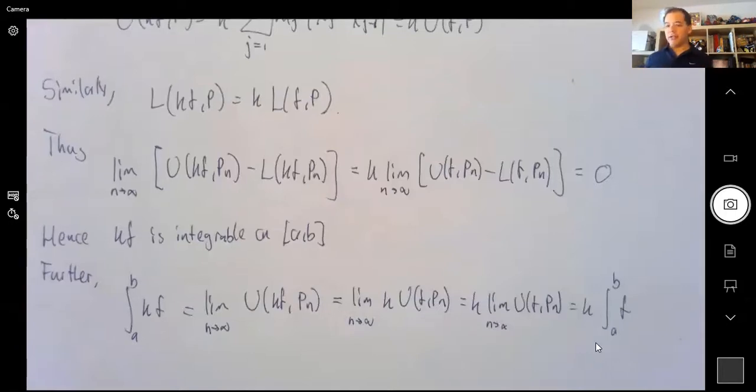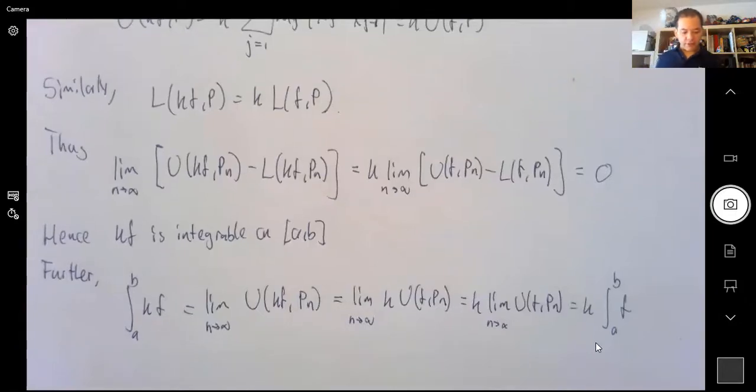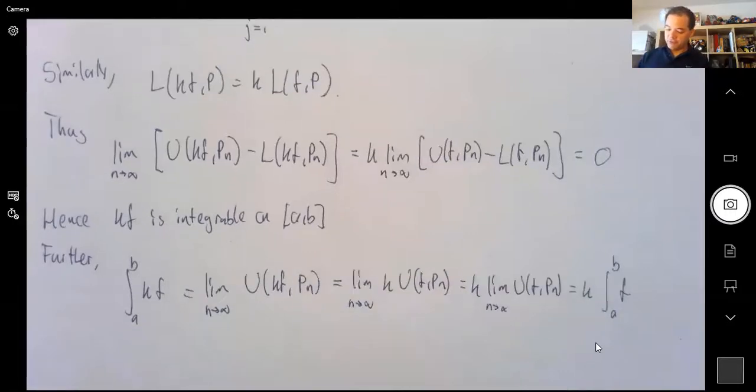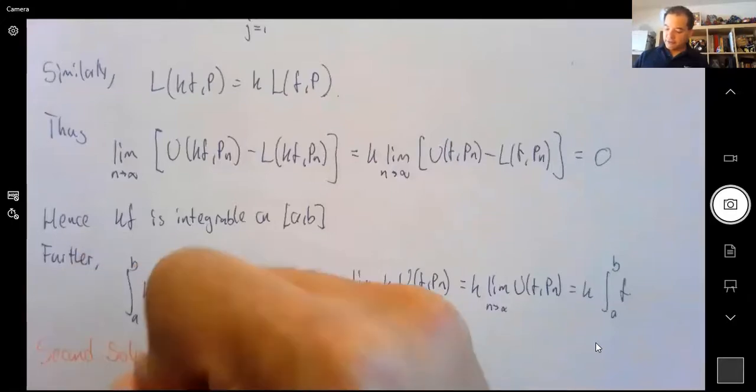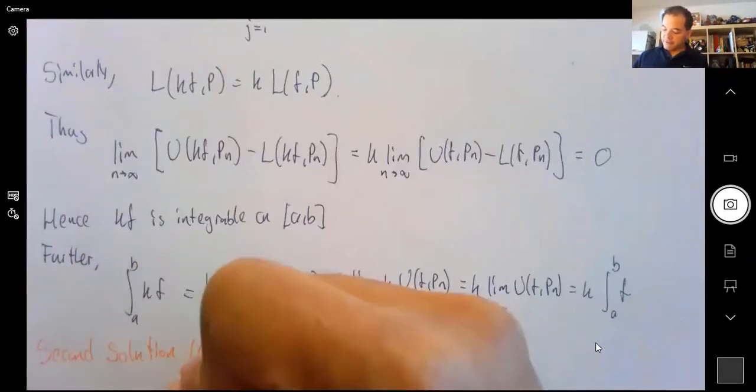So let's say you don't want to use sequences. You want to do it directly. Can it be done directly, Professor? I don't want to use sequences of partitions. Yes, it can be done directly, right? So second solution, no sequences.